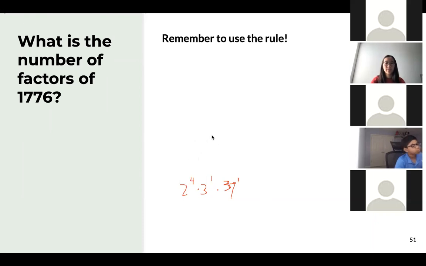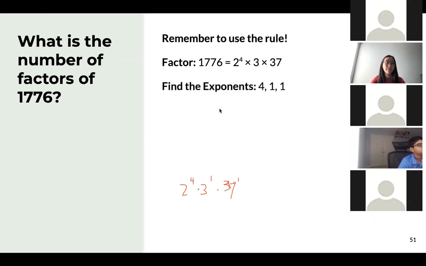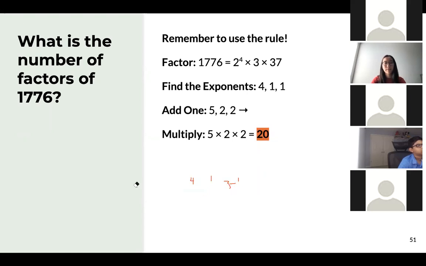Let's see here. So we factored that correctly. And then now we find the exponents, which are 4, 1, and 1. Then we add 1 to each of those exponents, getting 5, 2, and 2. Then we multiply those together to get 20. 5 times 2 times 2 equals 20.